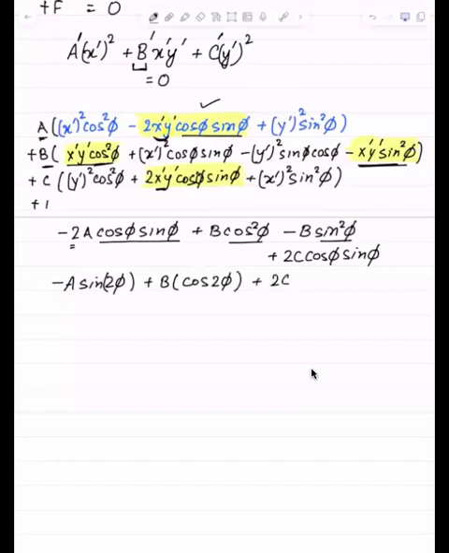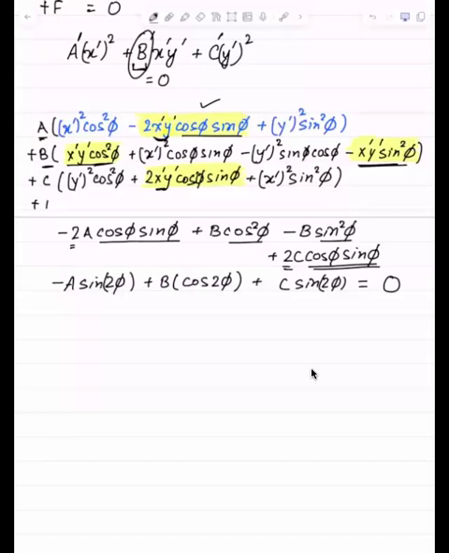Plus 2c. Now again, we have the 2 sine phi cosine phi, that is sine 2 phi. Okay. And these are all the coefficients of x prime, y prime. And I want the coefficients of x prime, y prime to be 0. So essentially, this is all my b prime. I want this to be 0.